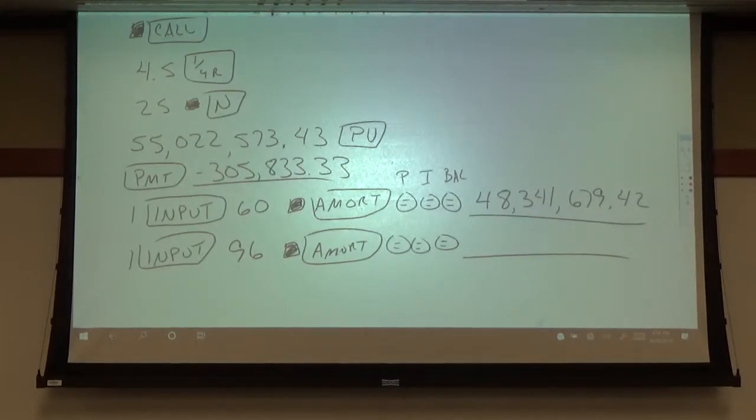So let's just do that. 1 input, 96, shift, amortize, equal, equal, equal. 43,550,649.79. Make sense? Yeah.